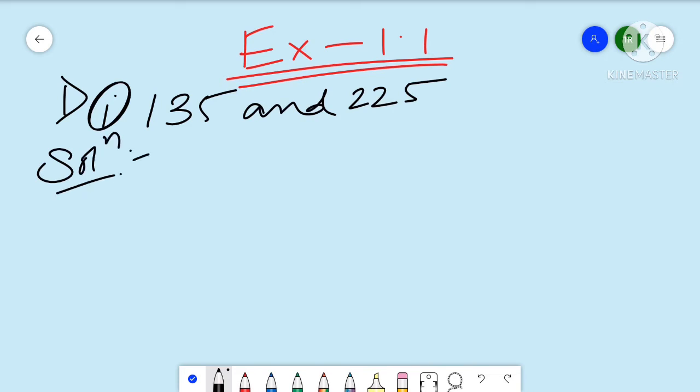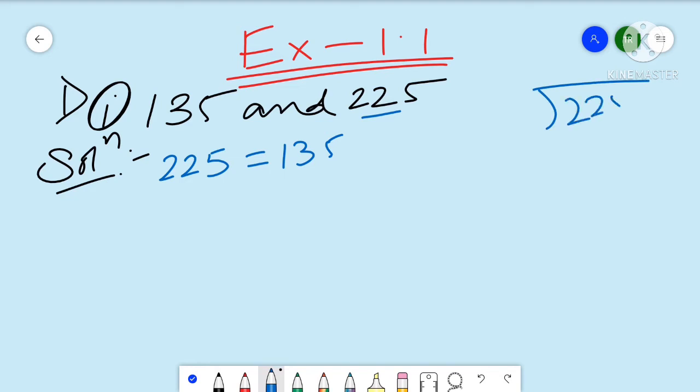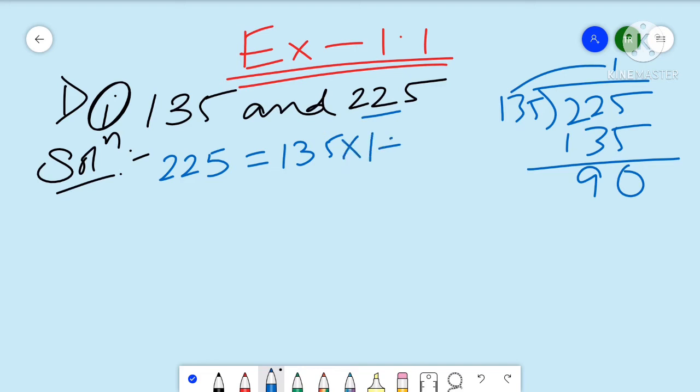So in order to solve this, we will first take our larger number. Our larger number is 225. We will express it in terms of 135. So we will take 225 and divide it by 135. So 135 ones are 135. What we get here is 0, then 22 minus 13 is 9. So it is 90. So it will be 135 into 1 plus, what is the remainder? 90. Okay, so again we have not got our remainder as 0.